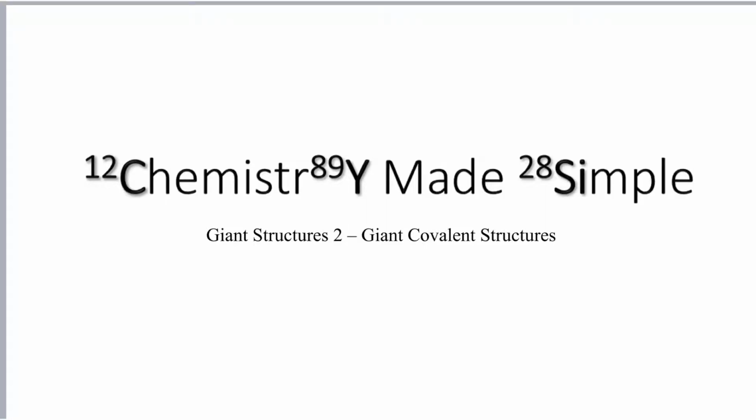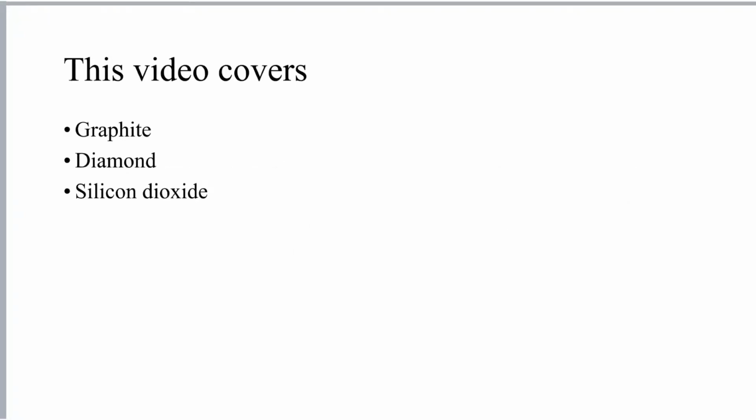Hello there, this is the second video about giant structures, and in this one I'm going to look at giant covalent structures. So I'm going to start off looking at graphite and diamond, and they're two different solid forms of the element carbon. After that I'll have a look at silicon dioxide.